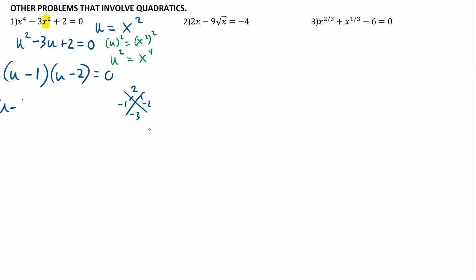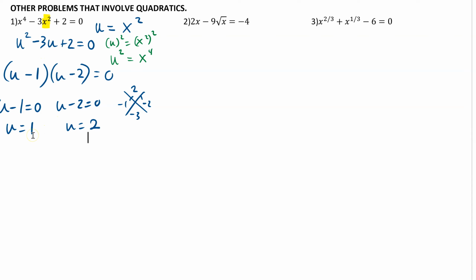And then we separate them. So u minus 1 equals 0. u minus 2 equals 0. So u equals 1, and u equals 2. Now with u substitution, all we did was use the u to modify it into a quadratic to make it easier to factor and solve.